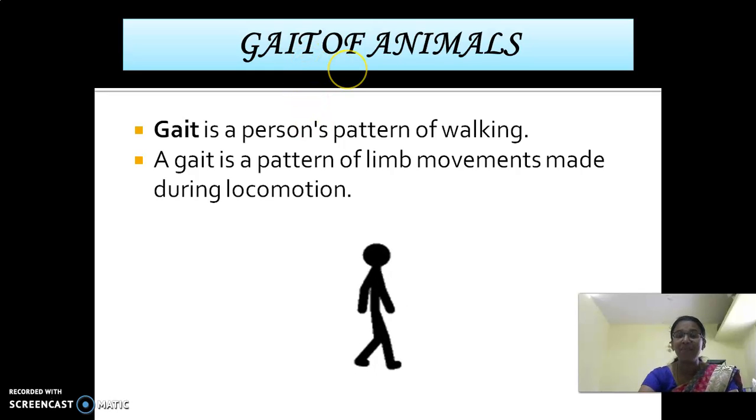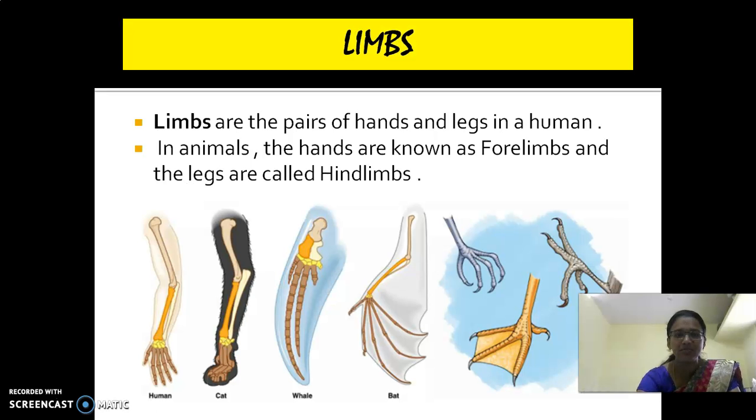So gait is a person's pattern of walking, and otherwise, a gait is a pattern of limb movements made during locomotion. You know what is meant by locomotion. So the movement is called gait. And then I told you about limbs. So what is meant by limbs?